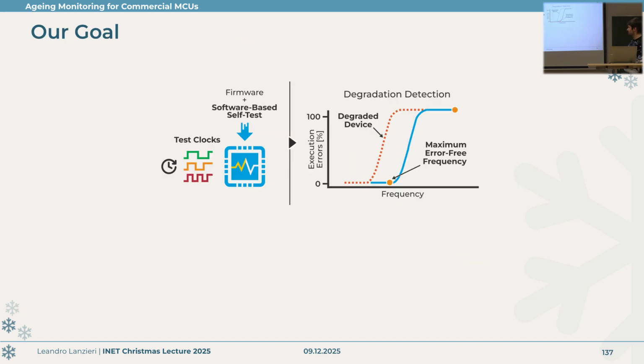That's the main question. So, we propose to have operational firmware with a software-based self-test like before, where periodically the microcontroller actually injects different test clocks and runs some computational payload to detect what's the maximum frequency at which it can run. The idea is that this maximum error-free frequency, so the maximum frequency at which the signals do the proper transitions, will be degraded as the device is degraded. So we could see by tracking this maximum error-free frequency how fast the microcontroller can run.